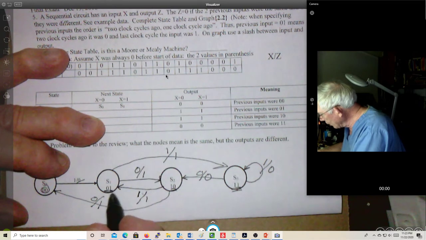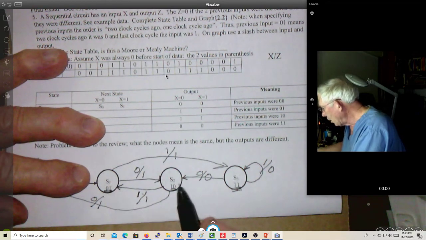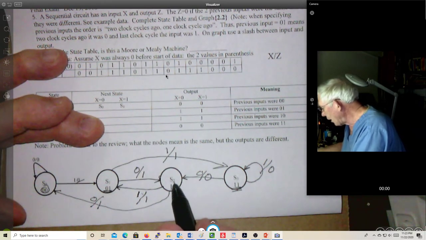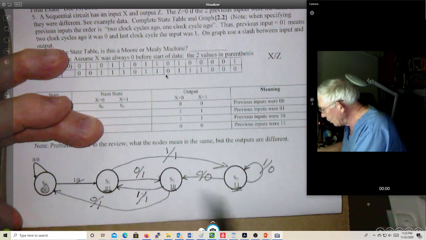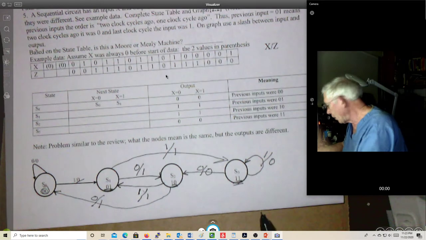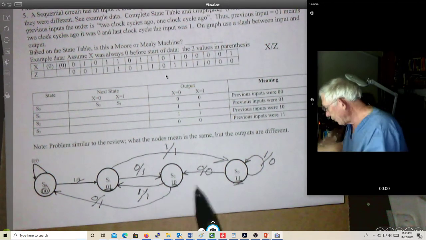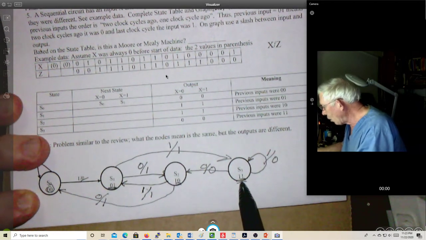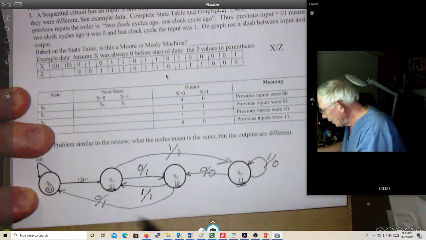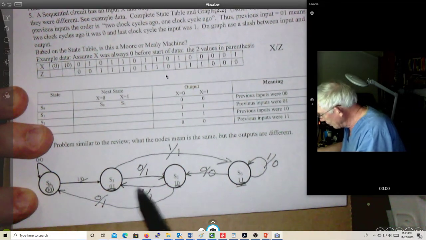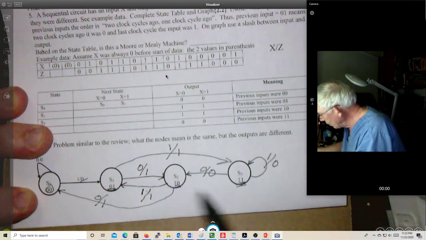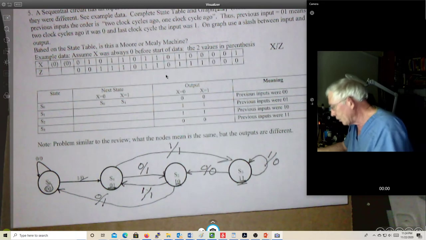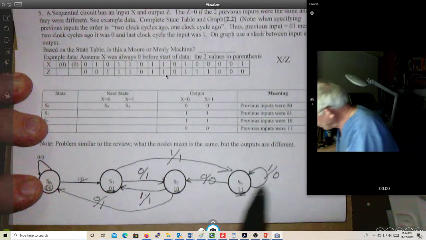So whenever we leave this node, we're always going to output a 1. Whenever we leave this node or this node, we're always going to output a 1, or even if we stay here, we're always going to output a 0 because these two previous inputs will always be the same. So now we have two paths out of each node, and it's done. So then we can go up here and finish our state table.